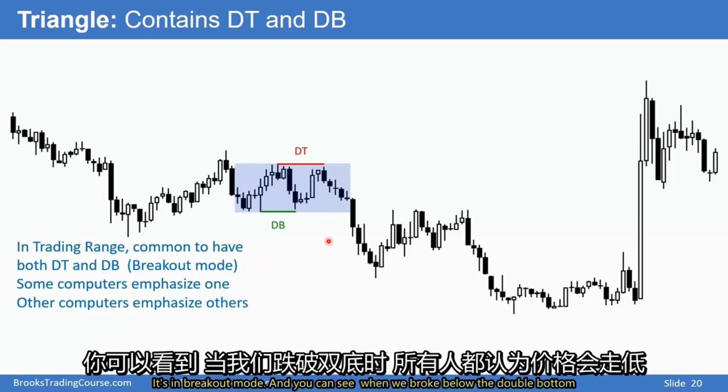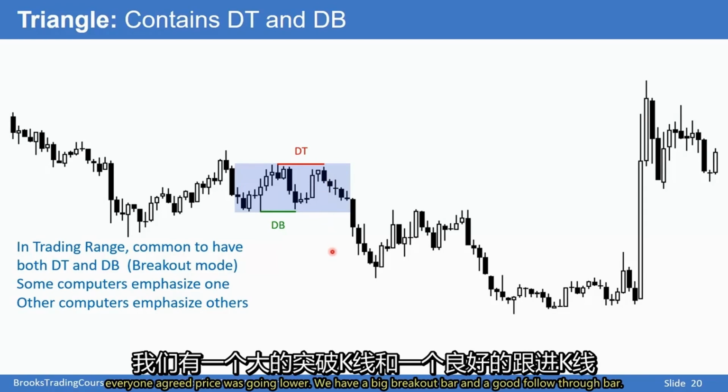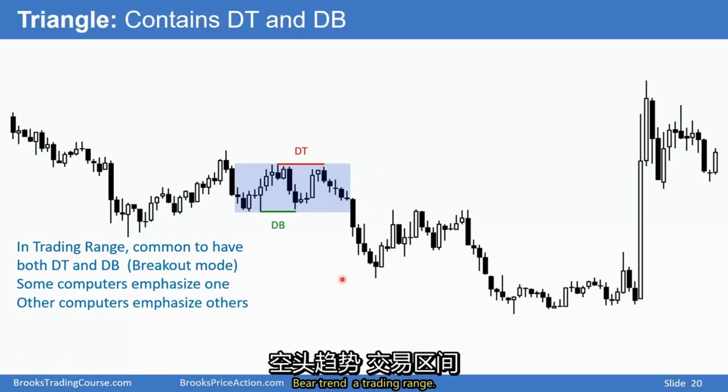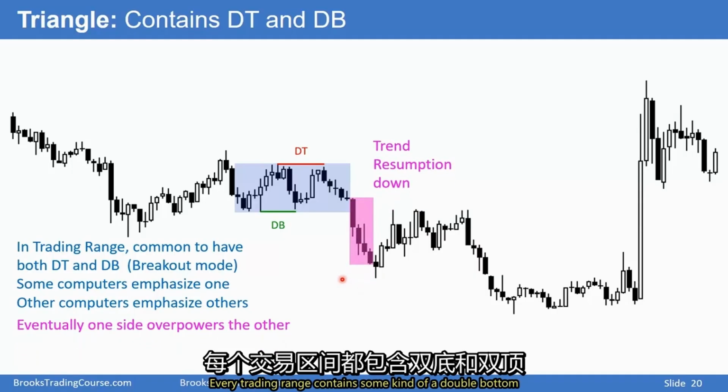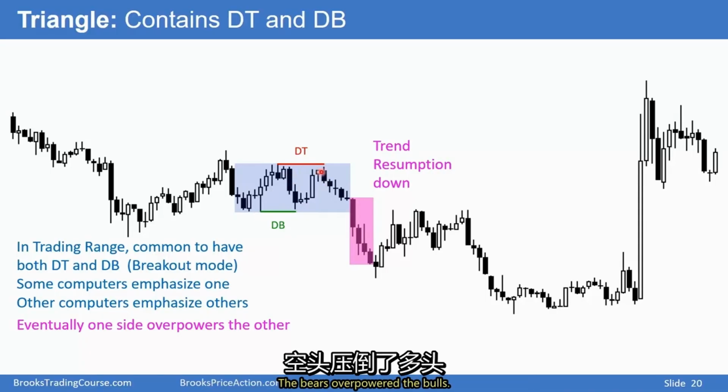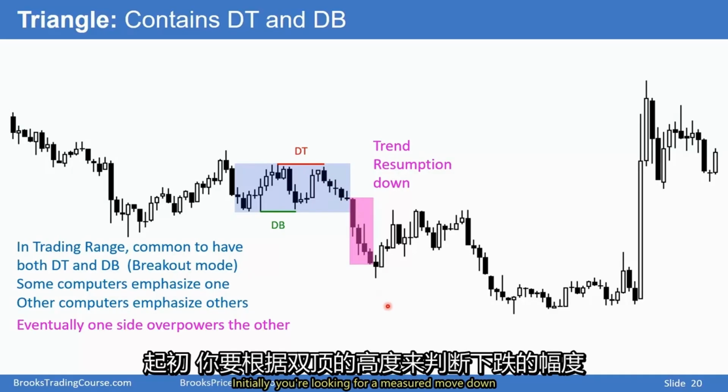It's in breakout mode. And you can see when we broke below the double bottom, everyone agreed price was going lower. We have a big breakout bar and a good follow-through bar. Bear trend, a trading range. Every trading range contains some kind of a double bottom and some kind of a double top. We got trend resumption down. The bears overpowered the bulls, and the bulls gave up.